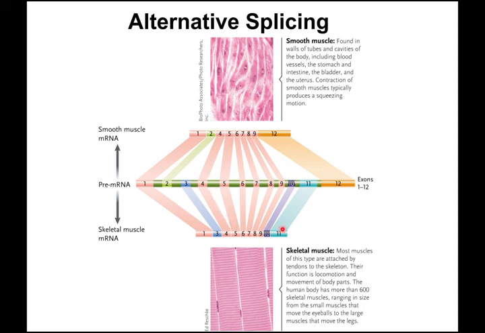If you now look in the skeletal muscle, instead you don't have exon 2, but you have exon 1 and 3. Not only that, but you don't have exon 12 as well. So as a result, the same identical gene, which works both in smooth muscle and skeletal muscle, has led to the production of two very different proteins, one found only in the smooth muscle and the other found only in the skeletal muscles.